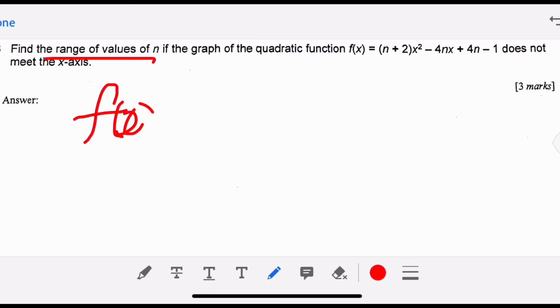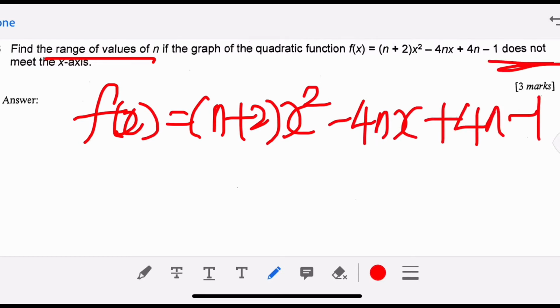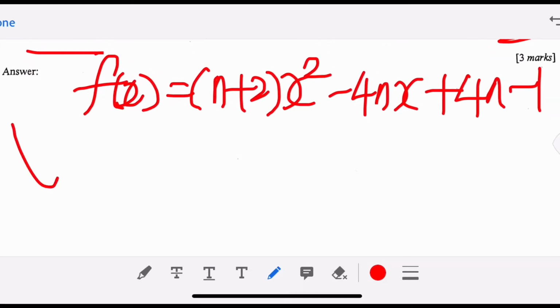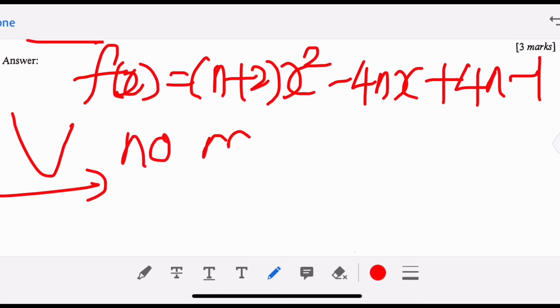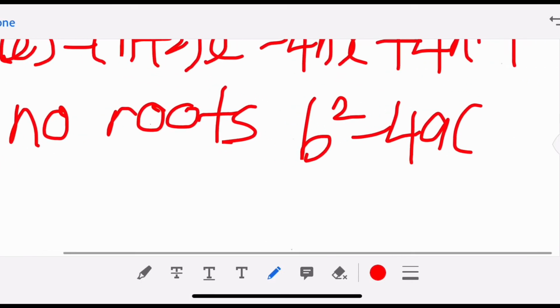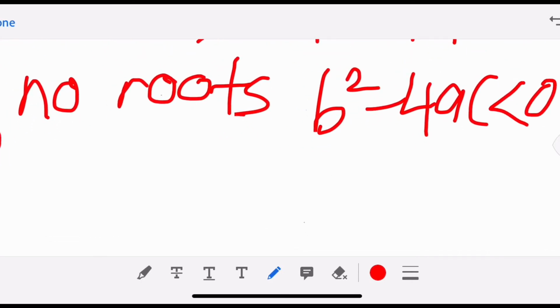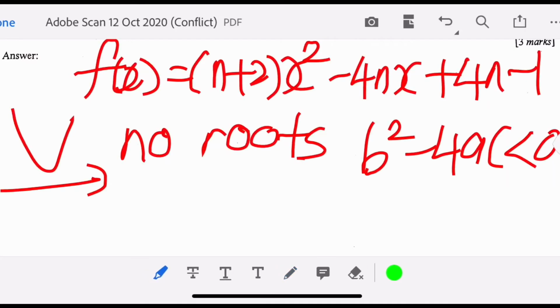For this question, find the range of values of n if the graph of the quadratic function, they give you the quadratic function in general form, so you are lucky, you don't have to rearrange. When the curve does not touch the x-axis, that means you cannot find the intersection point. If you cannot find the intersection point, it means you cannot have x. No x means no roots. Remember what I say, x is the root. No root means b squared minus 4ac less than 0.